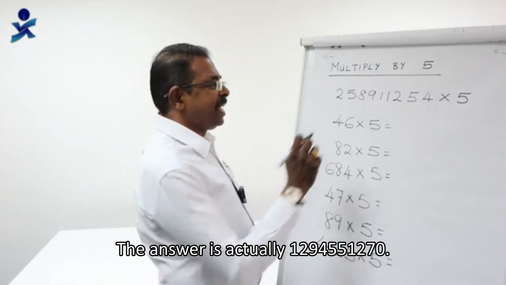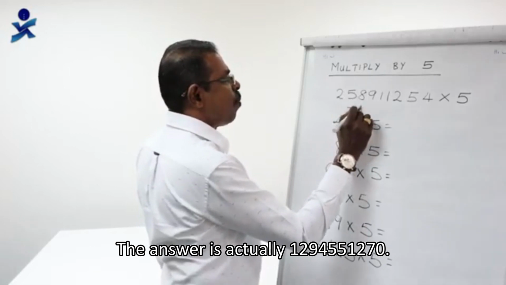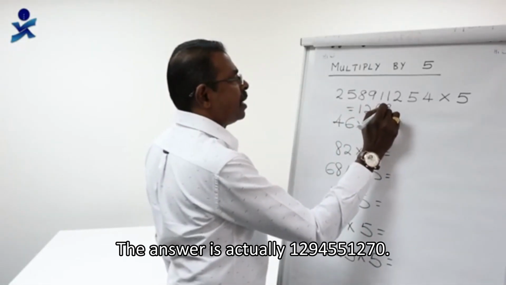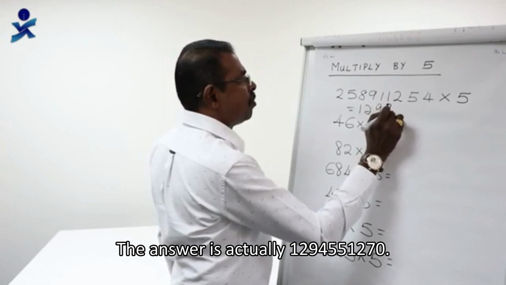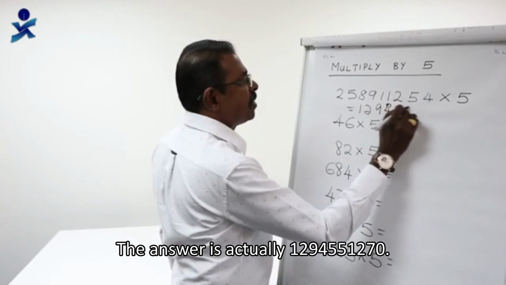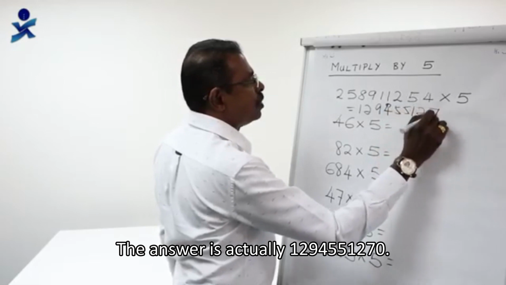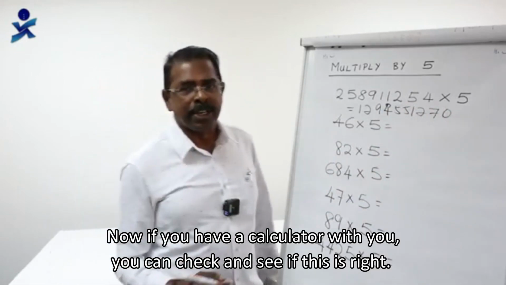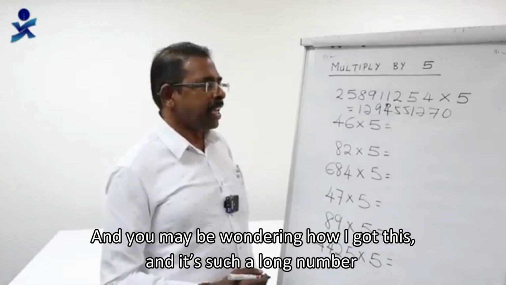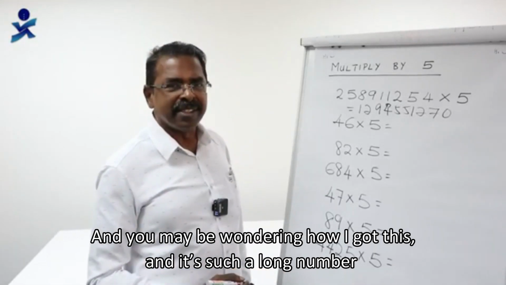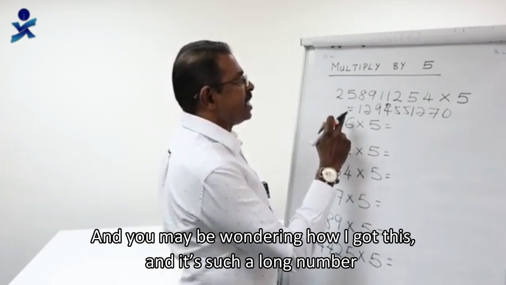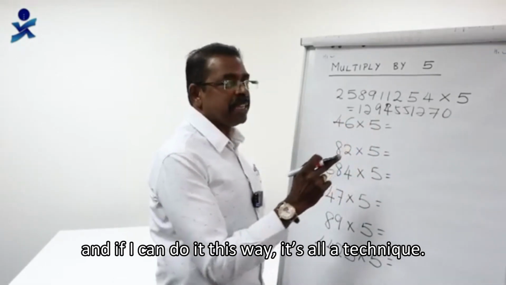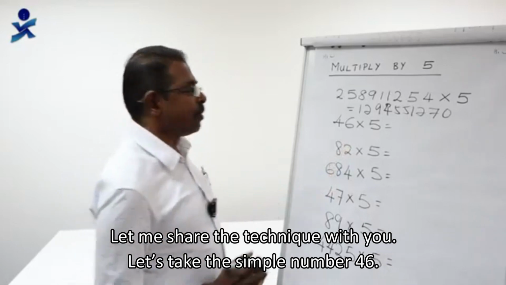But let's try. The answer is actually 1, 2, 9, 4, 5, 5, 1, 2, 7, 0. Now if you have a calculator with you, you can check and see whether it's right. And you've been wondering how I got this. It's such a long number, and if I can do it this way, it's all a technique. Let me share the technique with you.